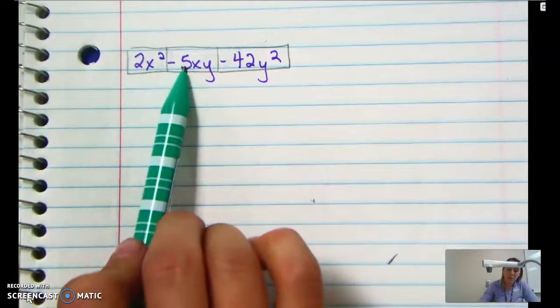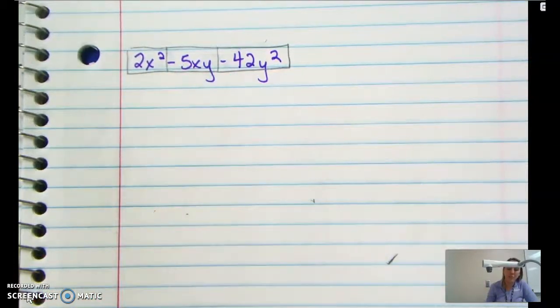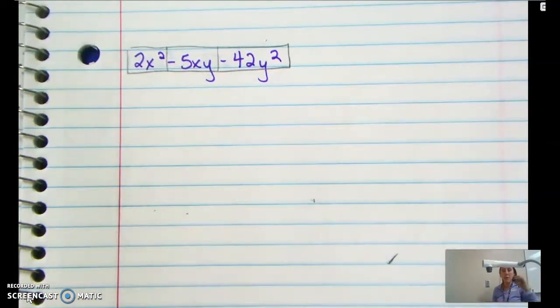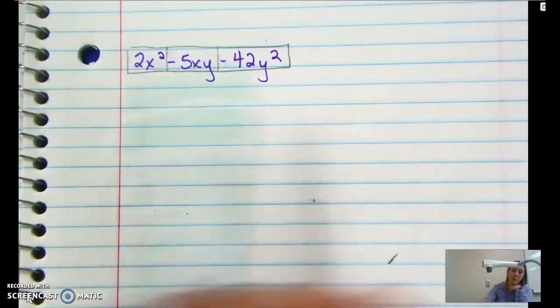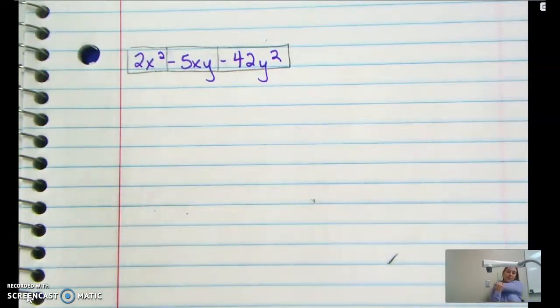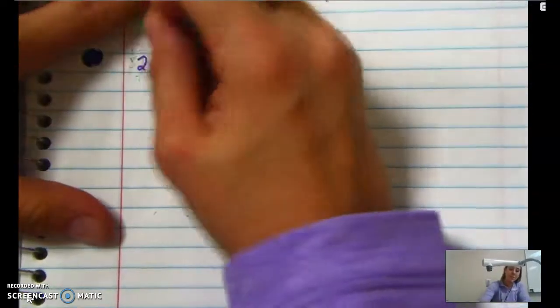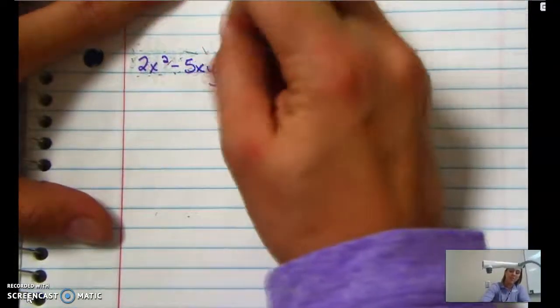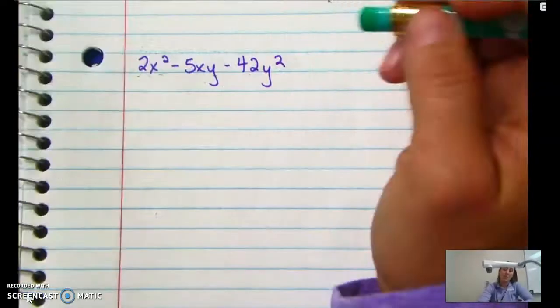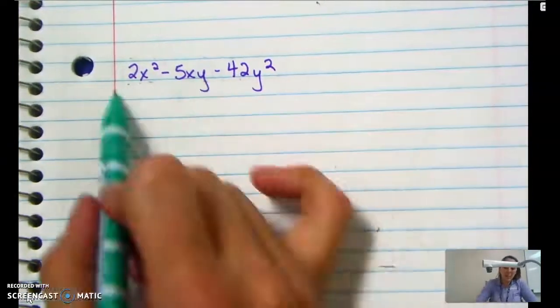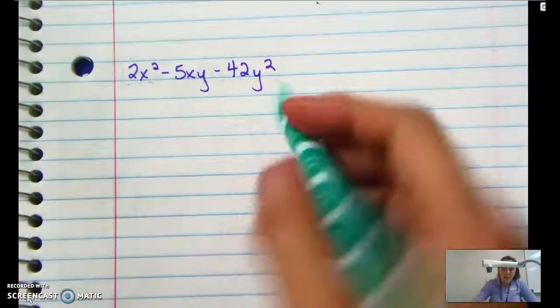2 and 5 and 42 have nothing in common. 5 is prime, 2 is prime. 2 could go into 42, but 5 can't go into anything. So we do not have a greatest common factor there. I'm going to go ahead and take that back off. Okay, so now what I'm going to do, since I have 3 terms, I'm going to do box and diamond.